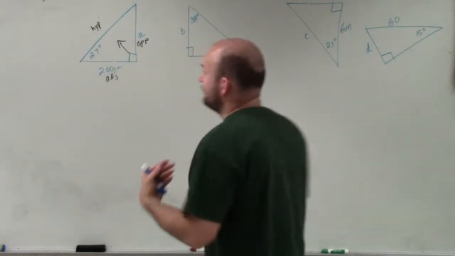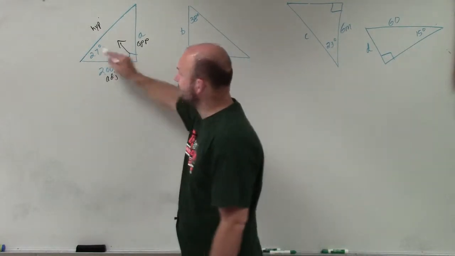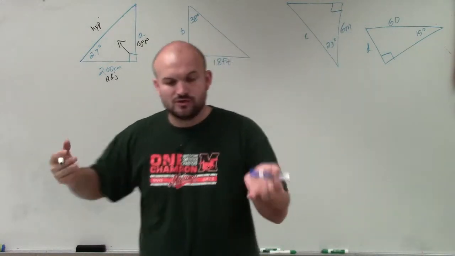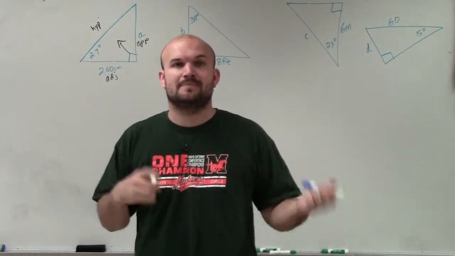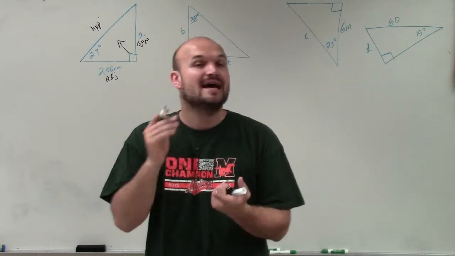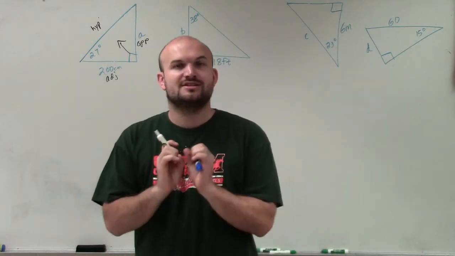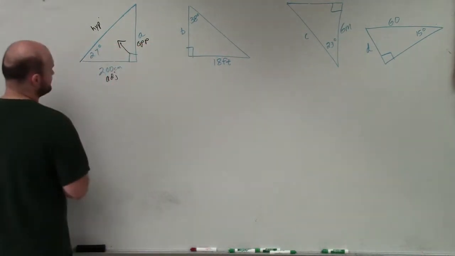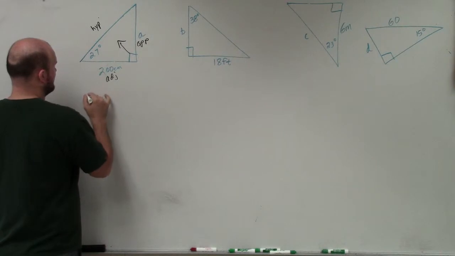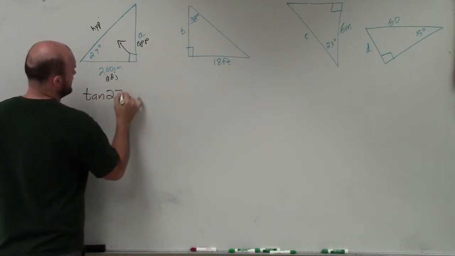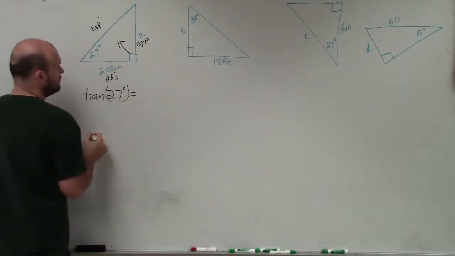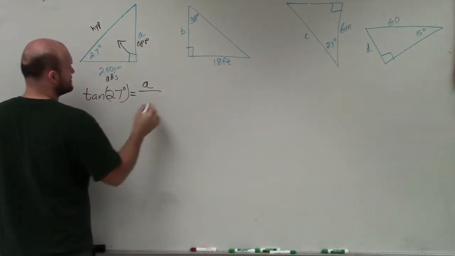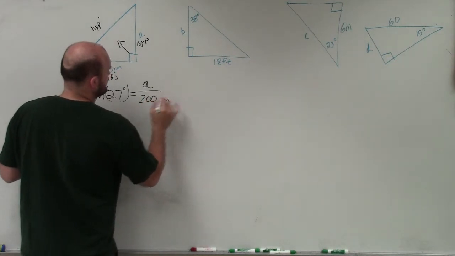Looking at the given information in our triangle, we have an angle, which is our theta, and we have the adjacent side and the opposite side. So we need the trigonometric function that only deals with opposite and adjacent. That is tangent and cotangent, but we're going to focus on just sine, cosine, and tangent, because that's what we use on our calculator. So we have the tangent of 27 degrees equals my opposite side, which I do not know, which is A, over my adjacent side, which is 200 centimeters.